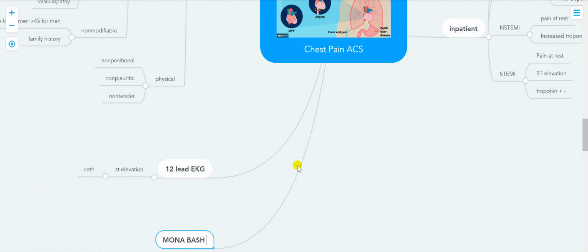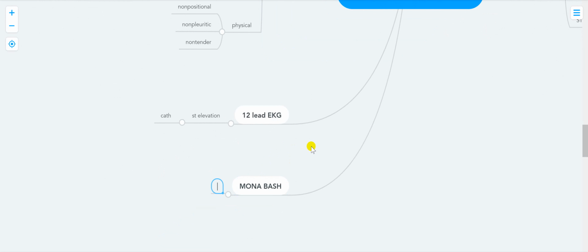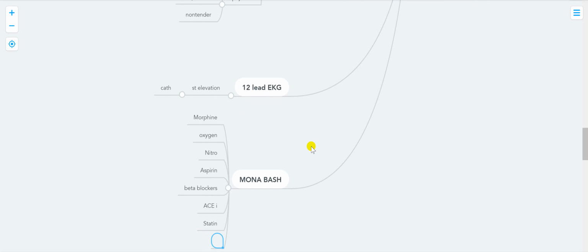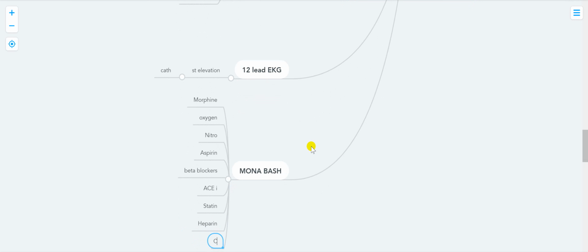This is obviously what you're going to start. It's called MONABASH, which stands for morphine, oxygen, sublingual nitroglycerin, aspirin, beta blockers, ACE inhibitors, statins, heparin, or clopidogrel. So these are the things.